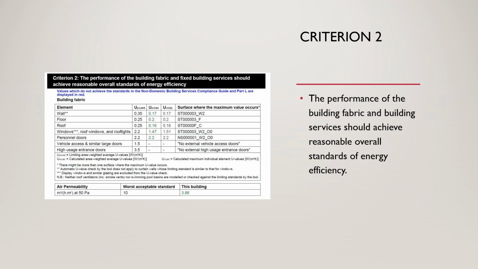Yeah, criteria 2 is your fabric performance and your services. So obviously you've got your U values, average U values here. If I bring up, I'll try and get to my desktop. I'll bring up a full BRUKL, which will be a lot easier. Okay. Just wait for this to pop up.